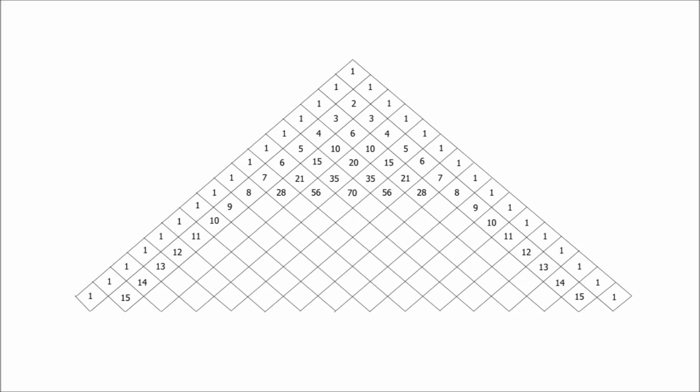The next row, well, we'll get 8 plus 28 is 36. 28 plus 56 is 84. 56 plus 70 is 126. And then we'll repeat on the right-hand side. And then the next row, 9 plus 36 is 45.